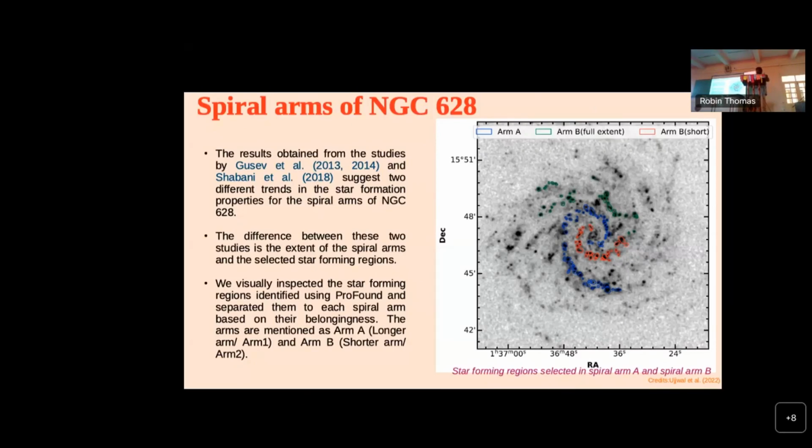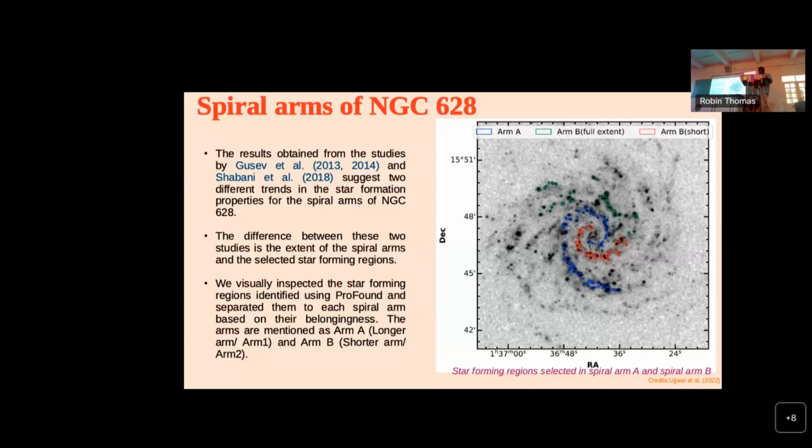One of the important results from Gusev was that the properties of the star-forming regions in the spiral arms differ. If you consider the blue one as arm A and the red one as arm B, he considered only the red region. The star formation or the properties of the star forming regions are different in these arms. For a single arm, it's okay. When you compare it with the properties of the star forming regions in the other arm, it's different. That was his conclusion. But his study was limited by the resolution because he was using GALEX.